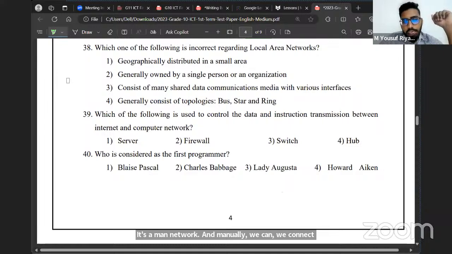Which of the following is incorrect regarding a local area network? Geographically distributed in a small area. Is that statement correct?